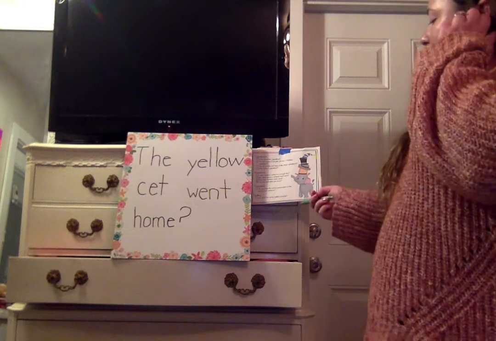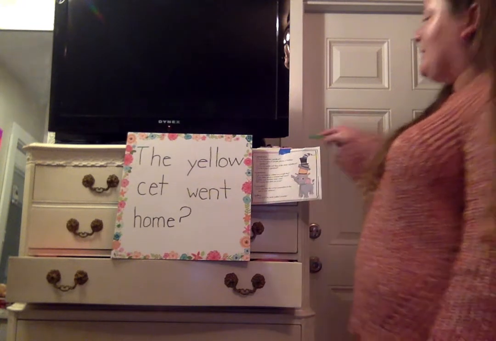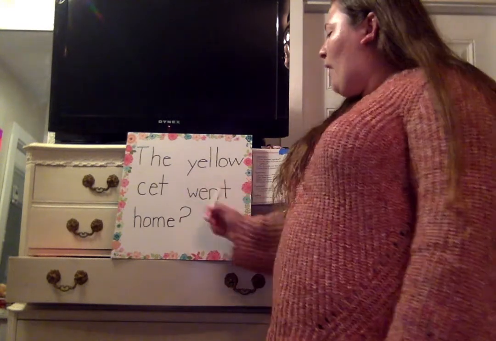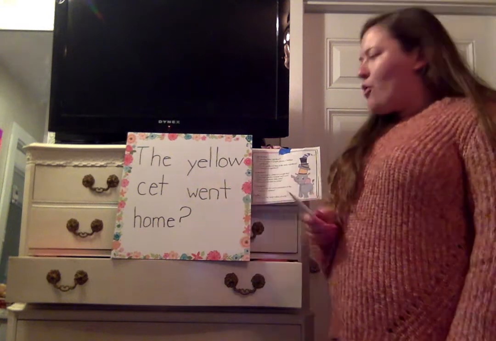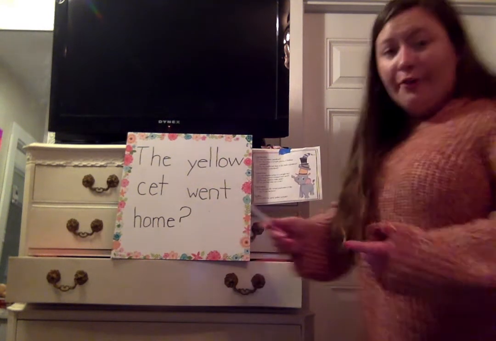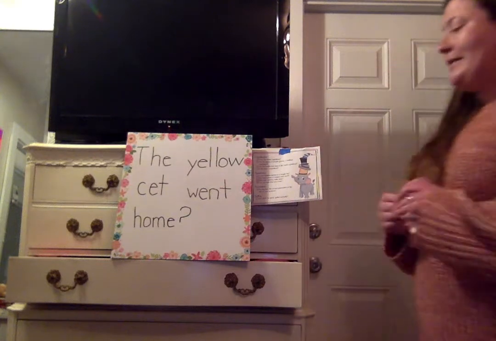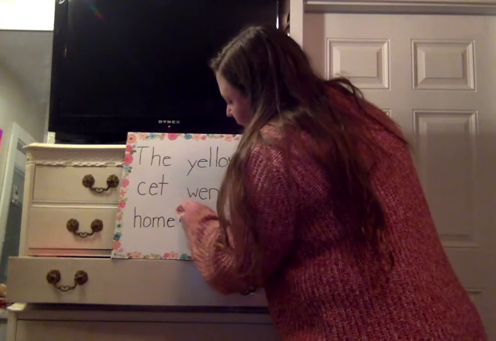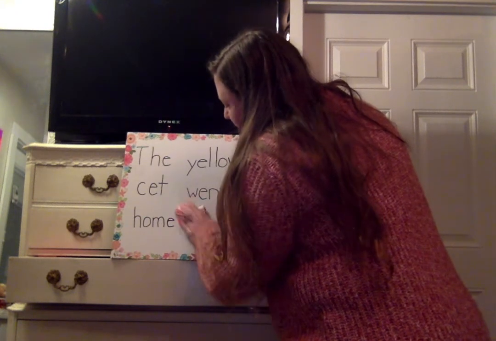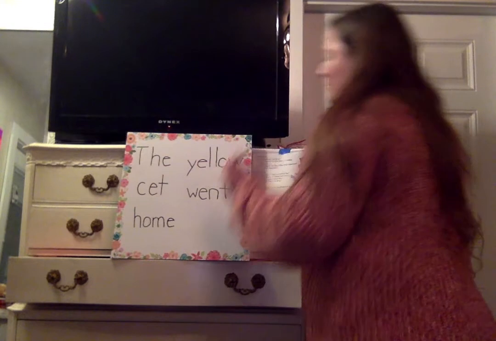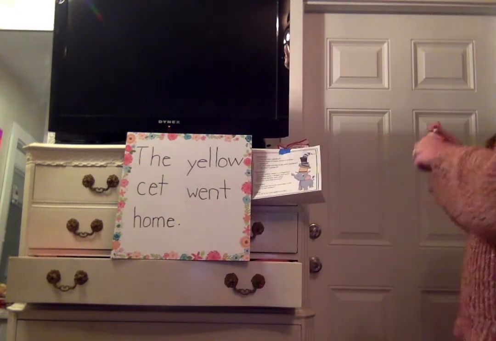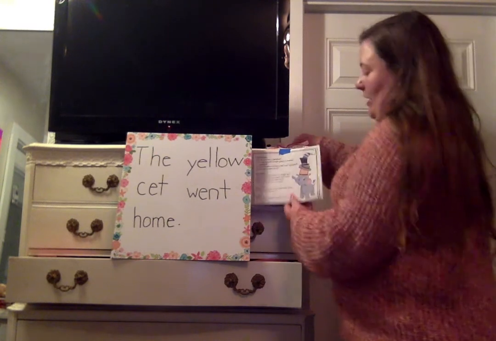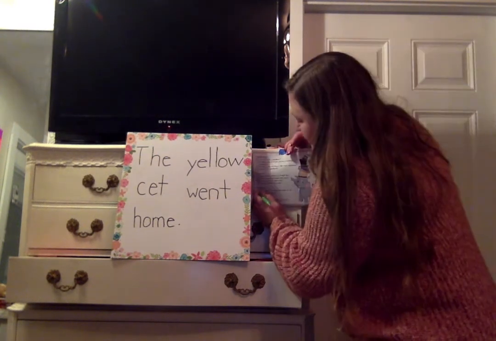Punctuation. Do you have the correct punctuation at the end of your sentence? Let's read my sentence. The yellow cat went home. My sentence sounds like a statement, but I have a question mark. So I know that is not the correct punctuation that is supposed to be at the end of my sentence. So I need to change that to a period because it is just a statement. The yellow cat went home. Period. Need to make it clear enough. There we go. Now I can see my period. Now I have the correct punctuation at the end of my sentence.